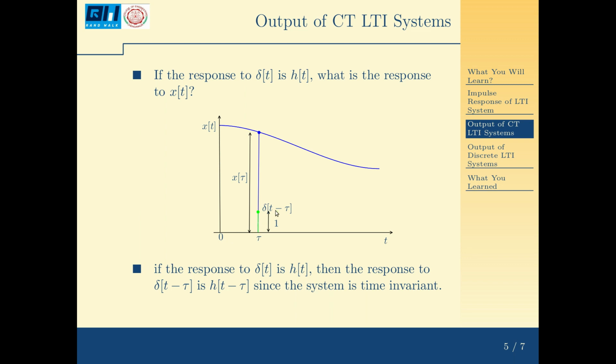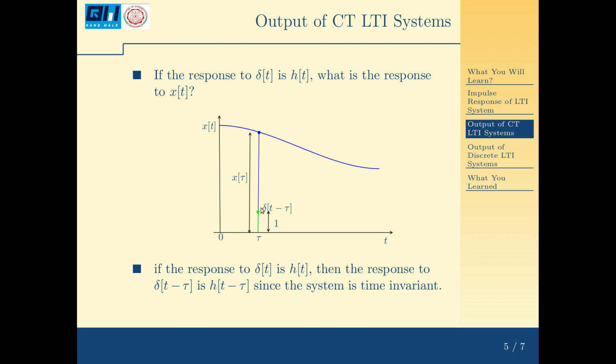Now this delta(t minus tau) has a height of 1, unity here. At that time the input has a height of x(tau), because this is my x(t), at the interval tau. So the height of this pulse will be x(tau). If the response to delta(t minus tau) is h(t minus tau), what is the response to x(tau)? That will be x(tau) times h(t minus tau), because this is a linear system.